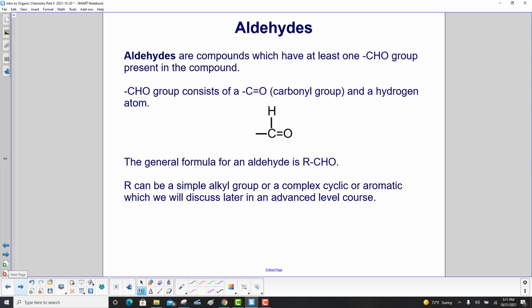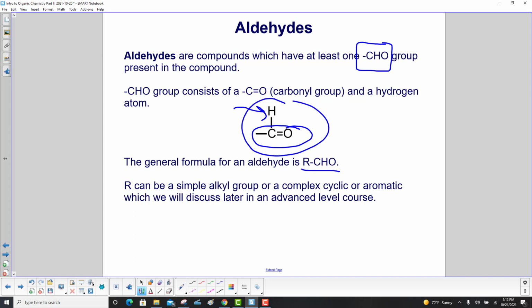Let's move on to our next group here. We have aldehydes. Those are compounds which have at least one CHO group present in the compound. It consists of a carbonyl group, which we've studied, and a hydrogen atom over here. The general formula for an aldehyde is R-CHO. In this case, R can be a simple alkyl group or a complex cyclic or aromatic group, which we will discuss later in an advanced level course.